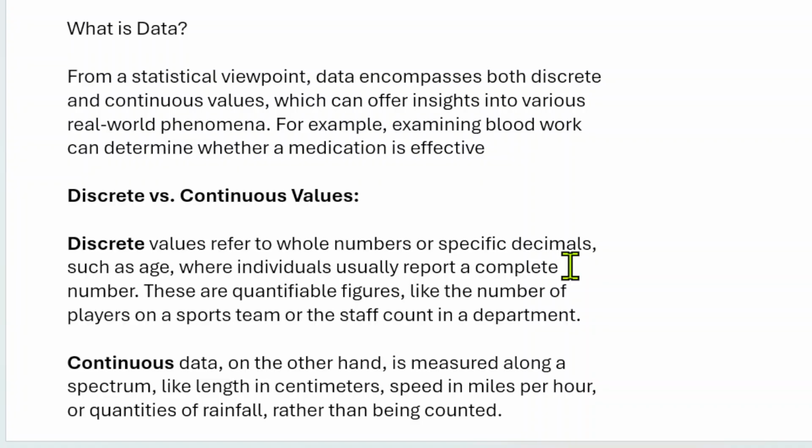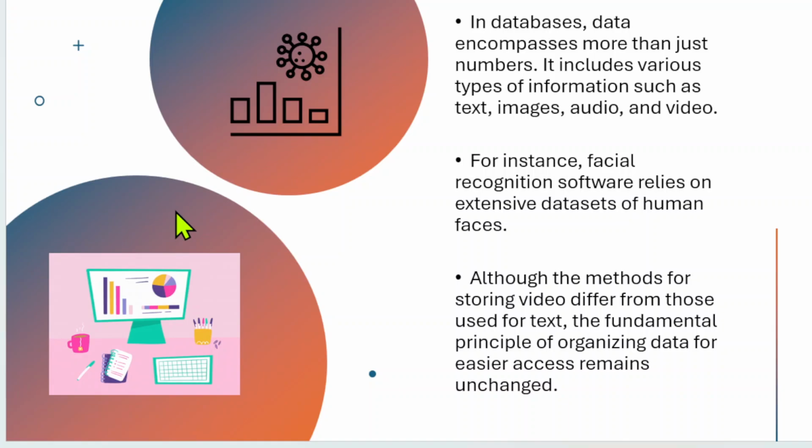And again, this is purely statistical, where data really is only numbers. It exists in a numerical area. Now in a database, data can be much more than numbers. It's various types, everything from text, images, audio, video. Facial recognition software relies extensively on data sets of human faces. Now they're all vectorized and placed into numbers, but that's what gets loaded in. Although storing video is different than text, the fundamental principles for organizing data are the same. So we just keep that going.